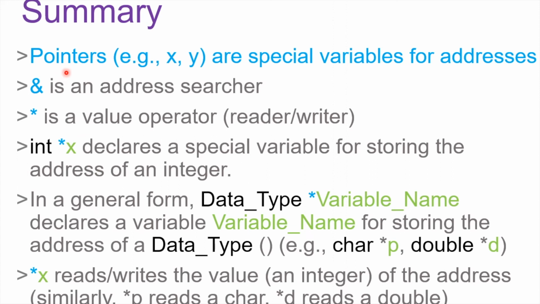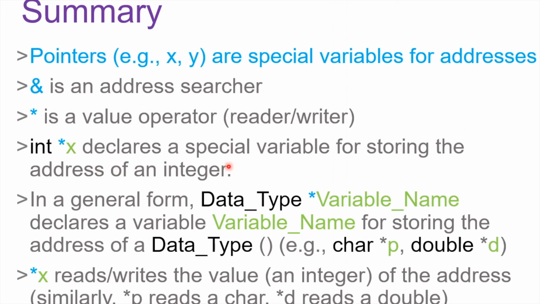Here is a summary of what we can learn from the previous example. Pointers like x and y are special variables for addresses, and the ampersand is an address searcher. This is what we have introduced before. Star is a value operator which can read from or write to an address. And this is the way to declare a special variable for storing the address of an integer.